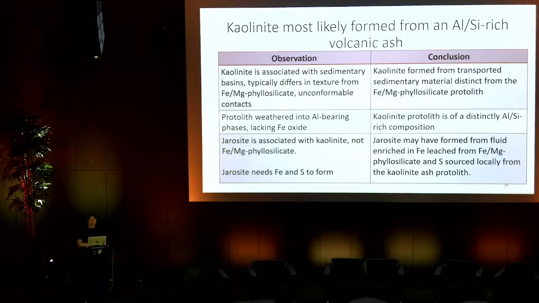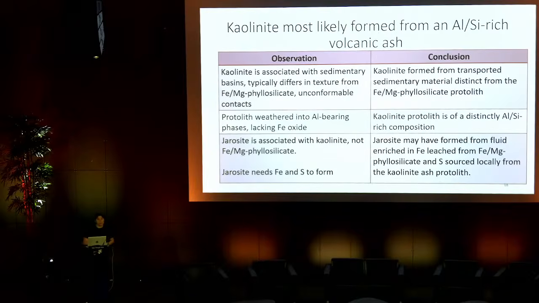All right, so what can we conclude about Nili Fossae from this? Well, I'll walk through it towards our conclusion, but we find that kaolinite most likely formed from aluminum or silicon-rich volcanic ash in this region. We observe that kaolinite is associated with sedimentary basins. It typically differs in texture from the iron magnesium phyllosilicate, and where contacts are exposed, they're unconformable.